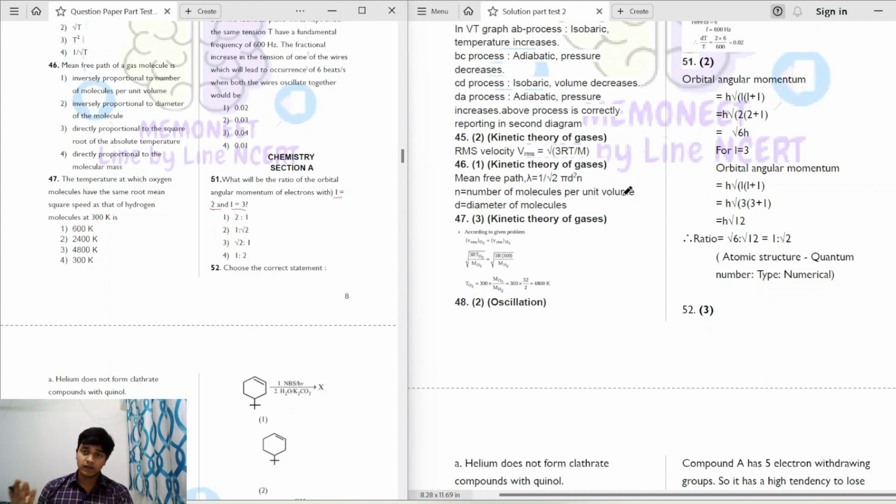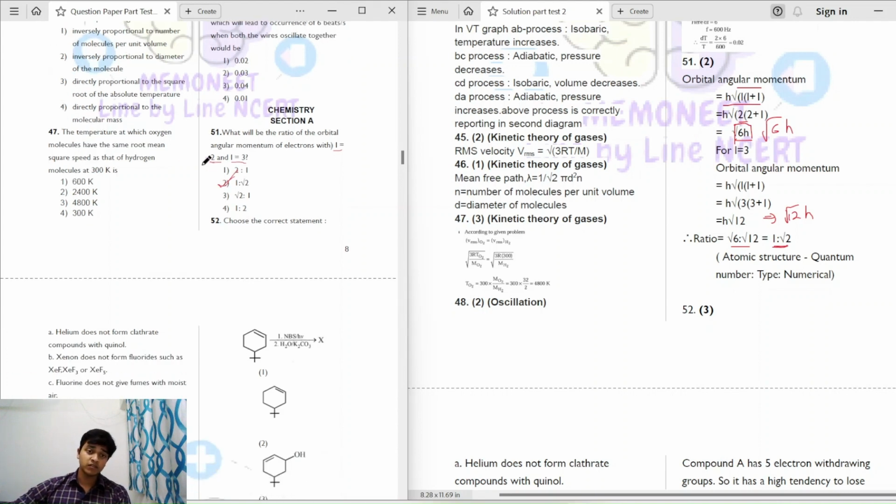Okay, so we are given the values of L and we have to find the ratio of the orbital angular momentums. The formula for calculating the orbital angular momentum is h multiplied by root of L into L plus 1. So we just have to substitute the value for L. First, when we put L as 2, we get the orbital angular momentum as root 6h. Then we put L as 3 and we get root 12h. So when we find the ratio for L equal to 2 to L equal to 3, we get root 6 is to root 12, and we get the answer as 1 is to root 2, which we can see in option 2, which is the correct answer.